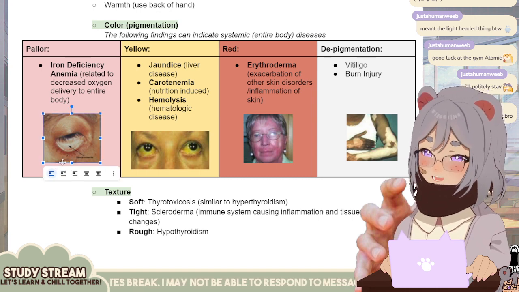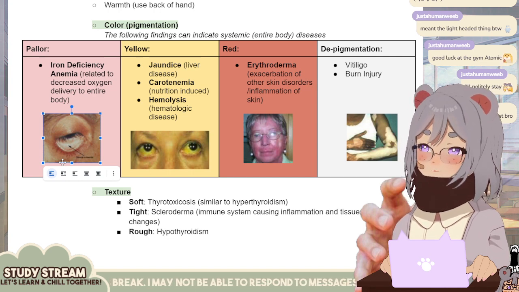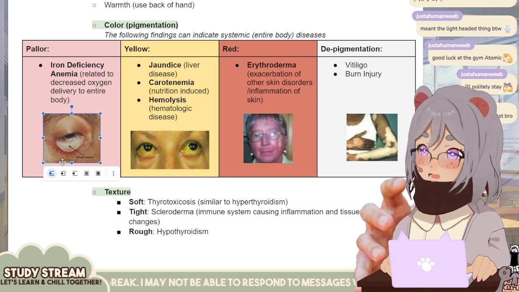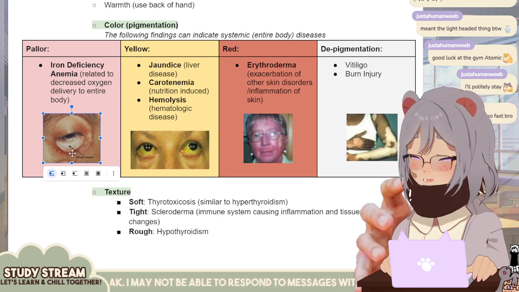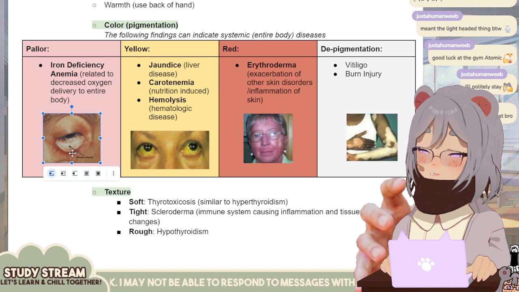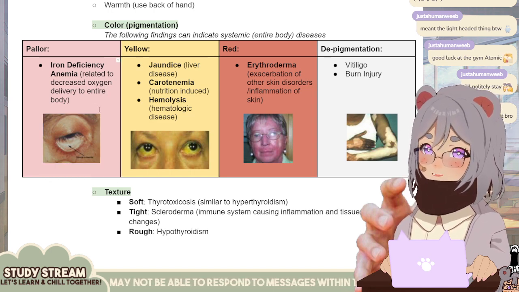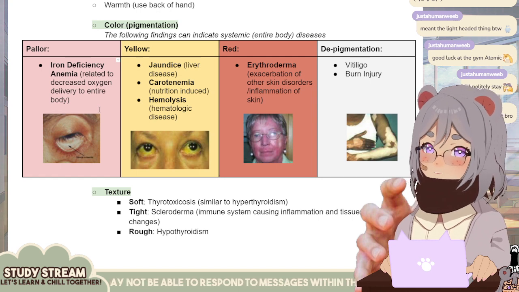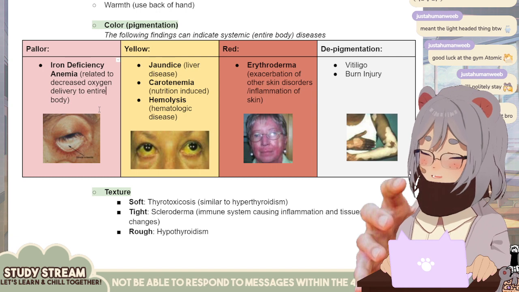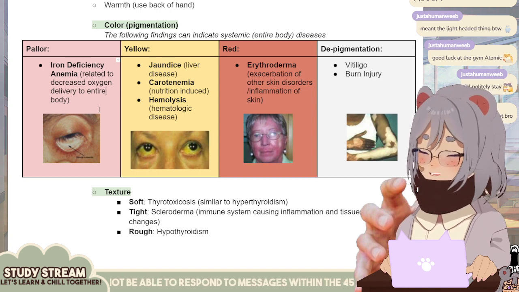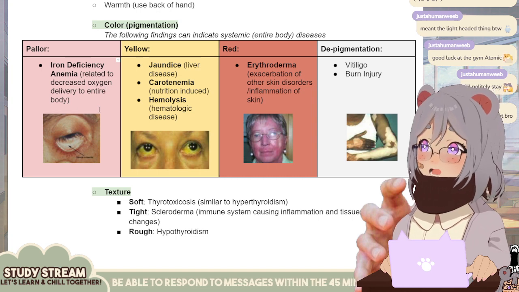If you pull your lower eyelid down and look into it, it should be red. But if it looks pale, you might be presenting with iron deficiency anemia, which is related to decreased oxygen delivery through the entire body. And this plays into that whole feeling of, oh, I got up too fast. Definitely something to check out.